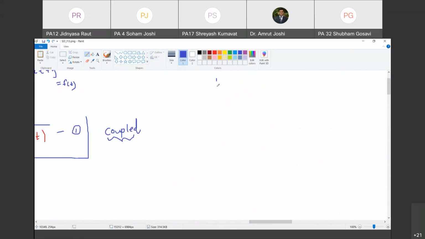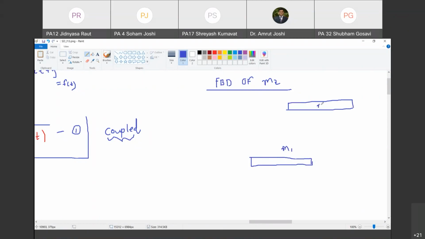So FBD of mass M2. To do that, I am also going to show mass M1 here. Are you with me? And this is mass M2 here. This is mass M2. Mass M1 has displaced from its original position by amount u1 of t. So we are drawing this FBD at time t. And this mass M2 is displaced by amount u2 of t. Are you with me, Shreyas? Yes, sir. Okay.